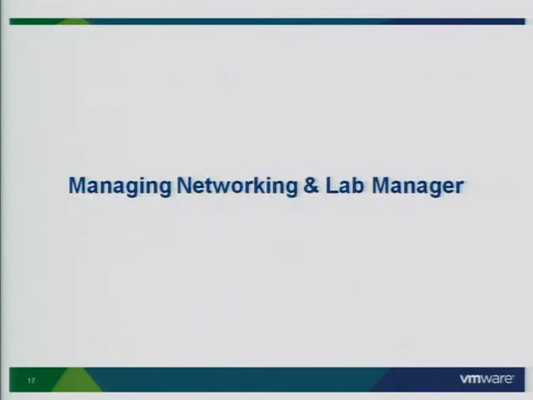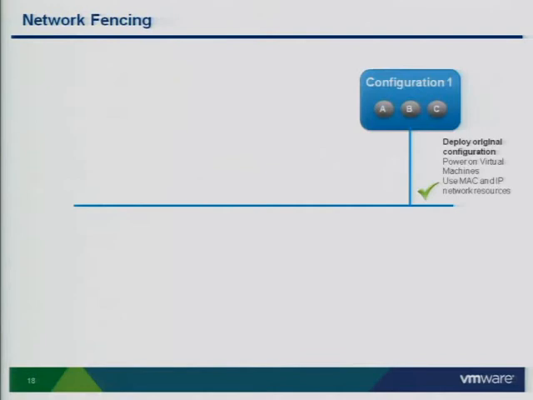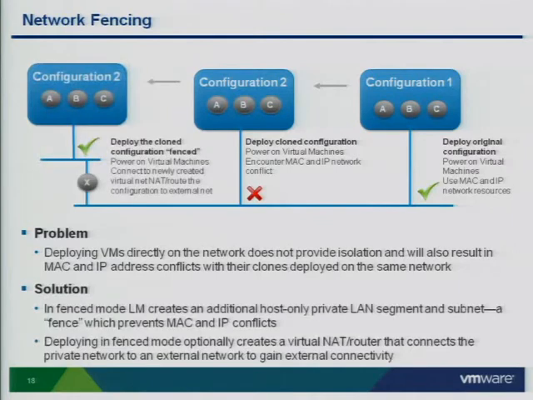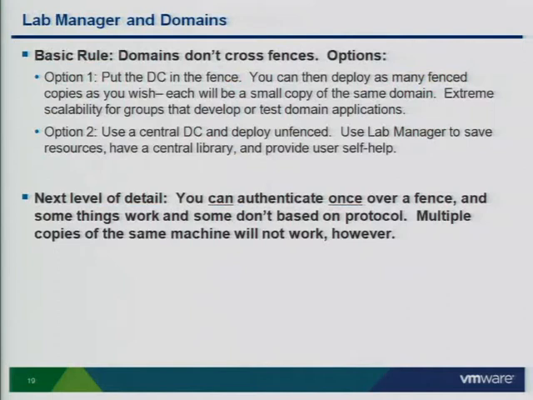So I'm going to talk a little bit about managing networking here in Lab Manager. We all know about network fencing. Network fencing is a nice little feature that allows you to separate out virtual machines on the network. You have a duplicate of a configuration. You can't deploy two machines with the same MACs and IPs on the network at the same time, so we allow you to separate those out by using network fencing. It just creates a real simple one-to-one per NIC NAT routing between the virtual machines. This is nice, but it has some limitations and drawbacks, and there's some stuff I'm going to talk about that isn't on the slides here in a minute.